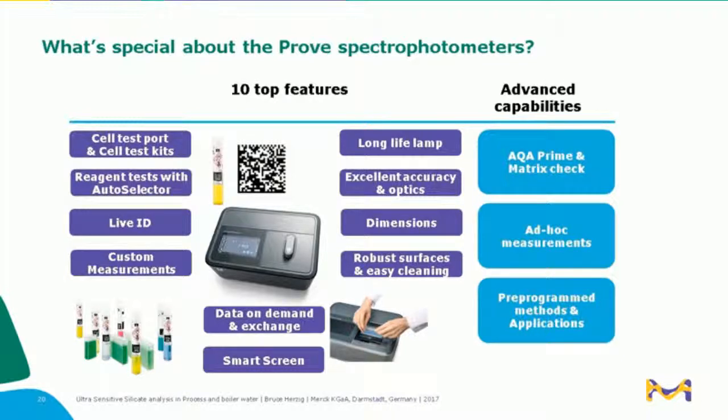I mentioned already the long life lamp of the Proof 300 and 600, which is a xenon lamp, and it has a very long lifetime. And also in years of frequent usage every day, this saves maintenance costs because you do not need to exchange the lamps. We made it also with robust surfaces, and you can very easily clean the cell shaft just by removing it. This is very important, and it makes your life easier during your daily lab work.